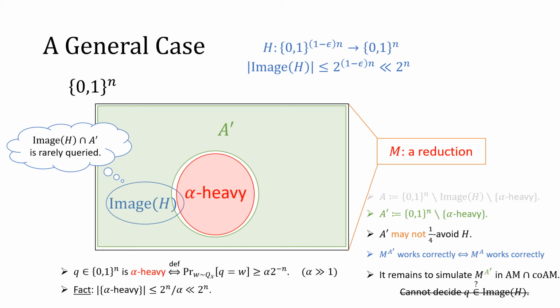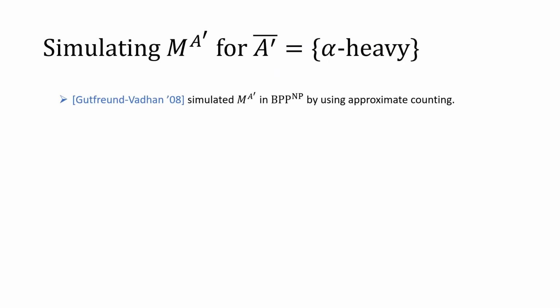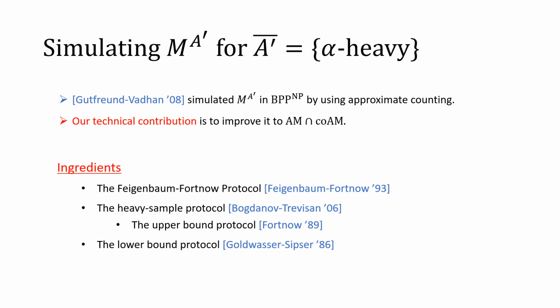Now, in order to complete the proof, we need to simulate M to the A prime in AM intersect coAM. In order to simulate the reduction given the oracle A prime, in the previous work, Gutfreund and Vadhan simulated the reduction in BPP to the NP by using approximate counting. Our main technical contribution is to improve the simulation protocol to AM intersect coAM. The main ingredients are the following previous protocols. One is the Feigenbaum-Fortnow protocol, another is the heavy sample protocol, and the last one is the lower bound protocol.